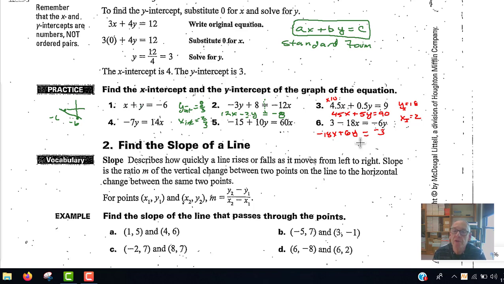If I want to find the y-intercept, I ignore the x term, and I've got 6y's is equal to negative 3, so y is going to be negative 1/2 for the y-intercept. And I want the x-intercept also, so I cover up the y term, which is the same thing as putting a 0 in for the y. I've got negative 18x's is negative 3, and negative 3 over negative 18 is the same thing as a positive 1 over 6.